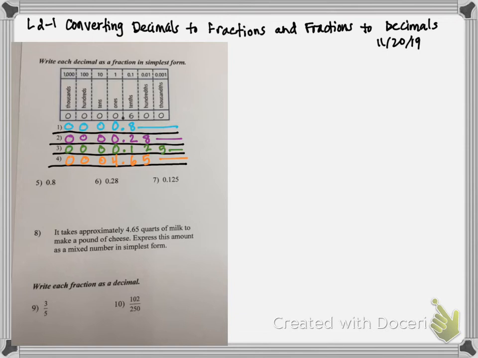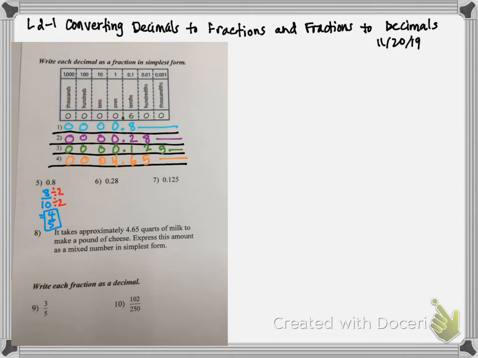So it says write each decimal as a fraction in simplest form. So let's look at, I'm going to go a little darker on my blue. Let's look at number 5. So 8 in the tenths column would be the same as 8 tenths. The only thing I need to make sure that I do is reduce by 2, because they're both even, and that's going to give me 4 fifths. Okay, that's all I need to do to convert. All right, let's look at that 28 hundredths.